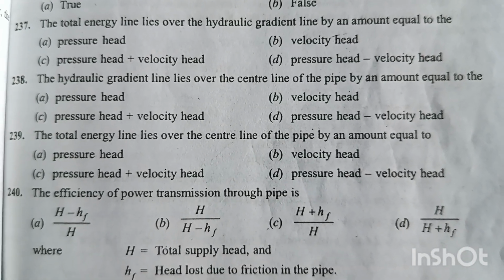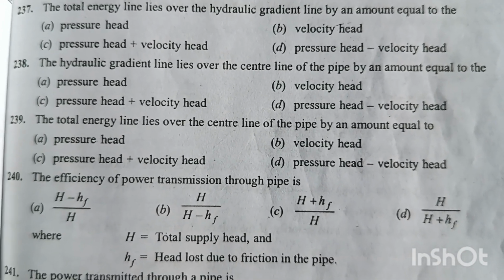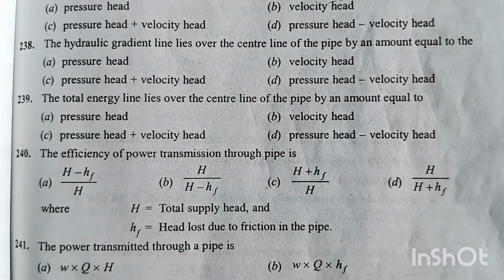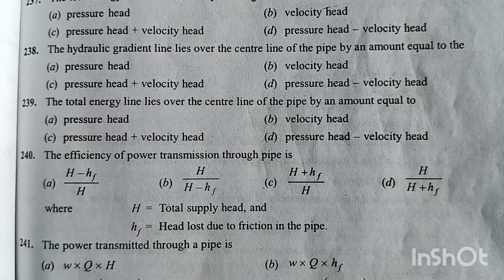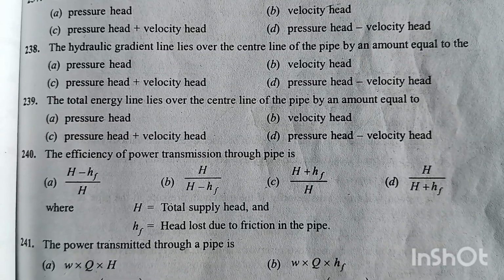Question number 240. The efficiency of power transmission through pipe is H minus HF divided by H, where H is the total supply of head and HF is the head loss due to friction in the pipe. Option A is right answer.